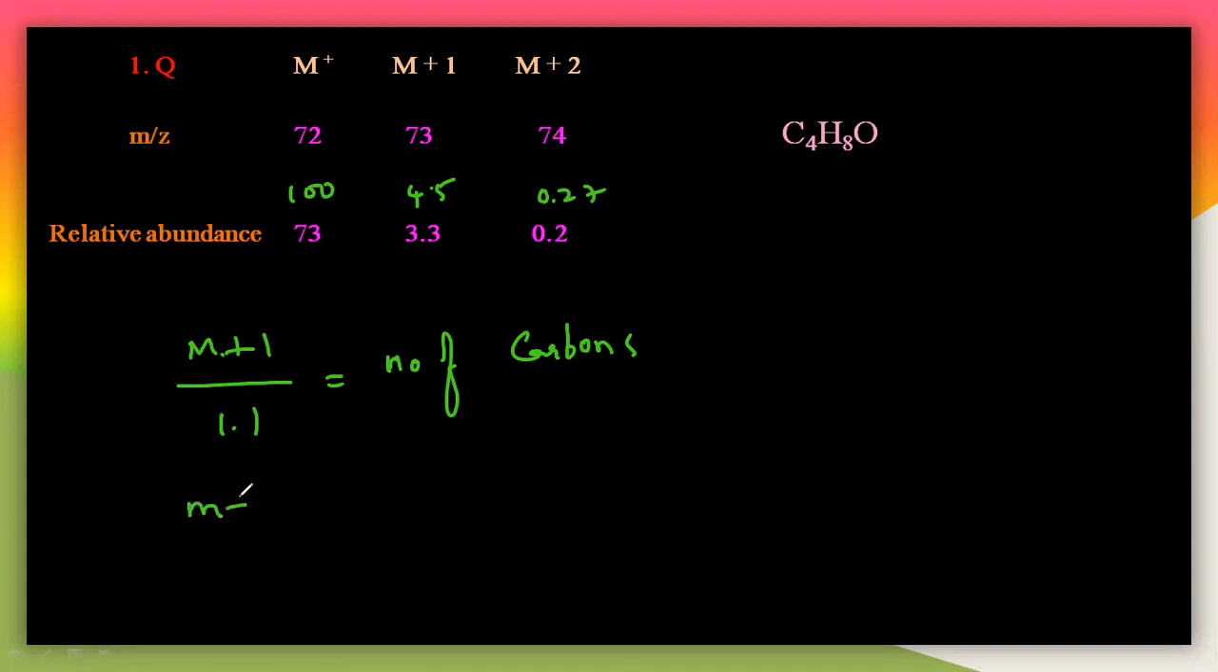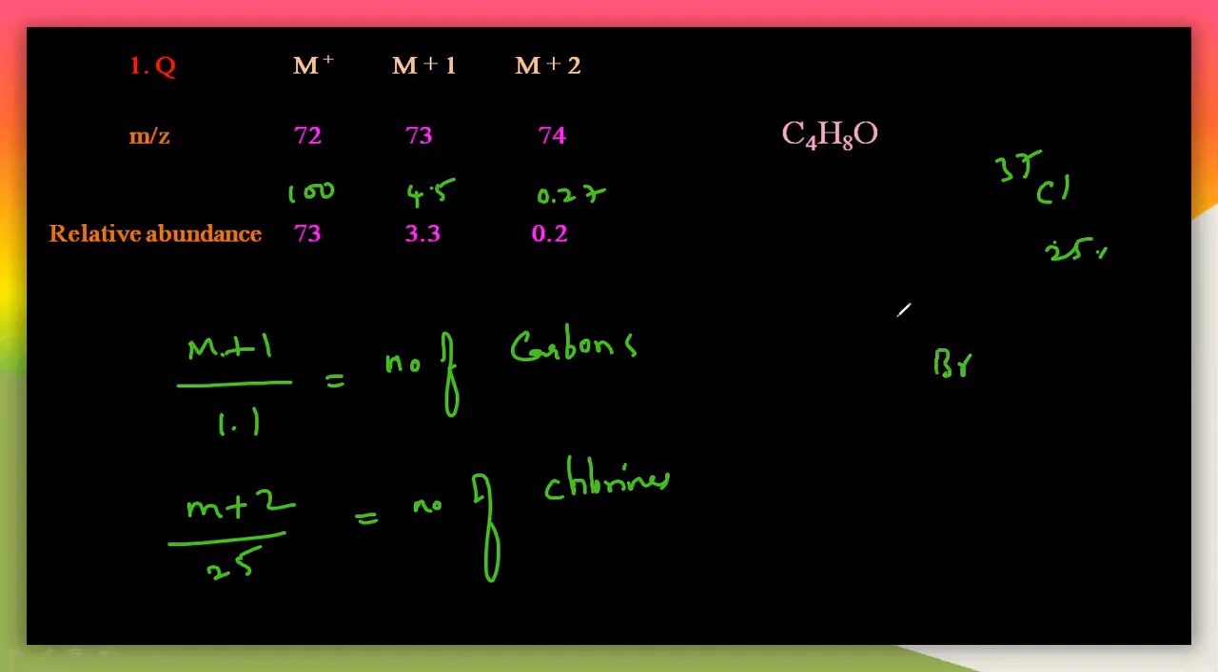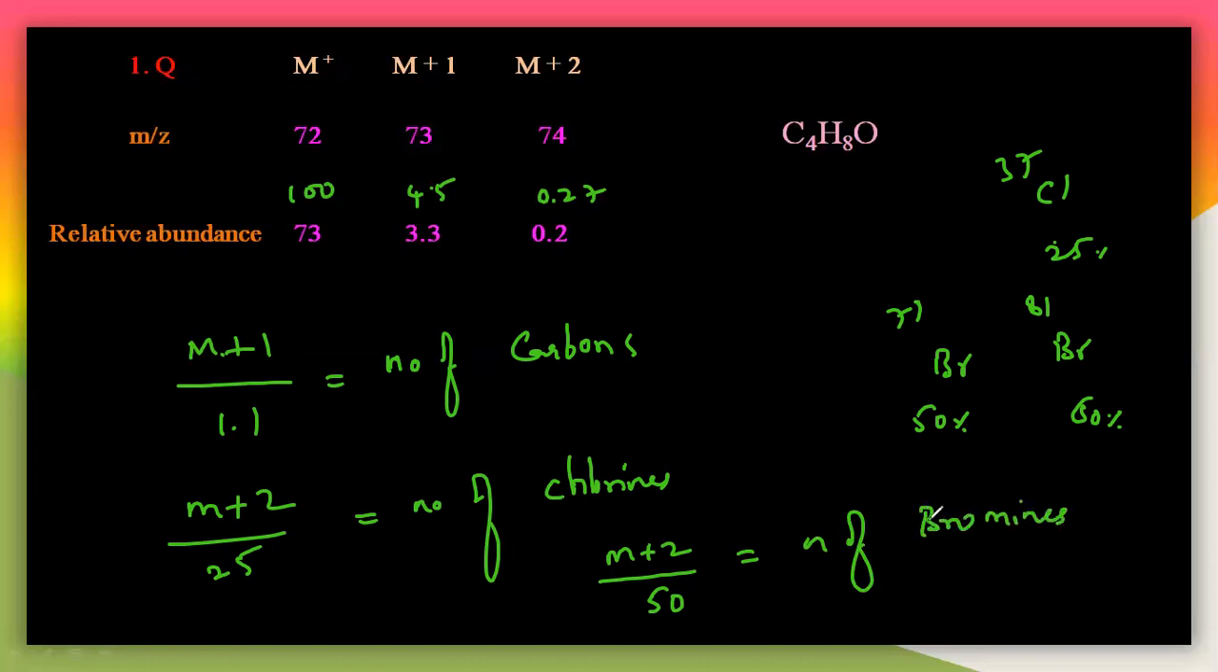And if you divide M+2 by its natural abundance, for chlorine the natural abundance is 25%, so if you divide by 25, you will get the number of chlorines. For bromine, bromine-79 and bromine-81 are each present at 50%, so M+2 divided by 50% is equal to the number of bromines.